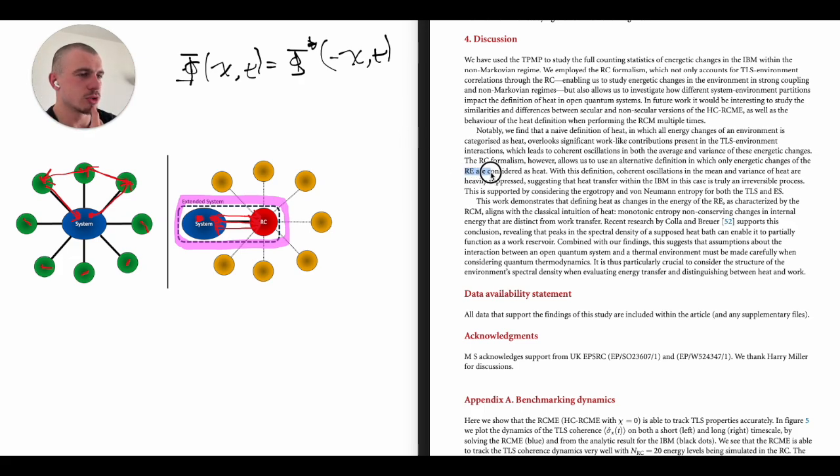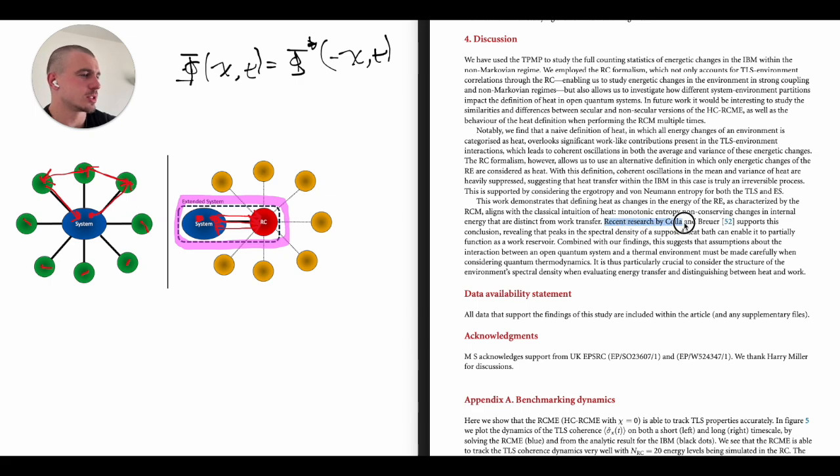Okay, so we can also consider the residual environment as a definition of heat. We see that these coherent oscillations in the mean and the variance get suppressed. And this suggests that heat transfer between the extended system and the residual environment is irreversible, which is what you expect of heat transfer. And then this is supported by the ergotropy and von Neumann entropy arguments that we make.